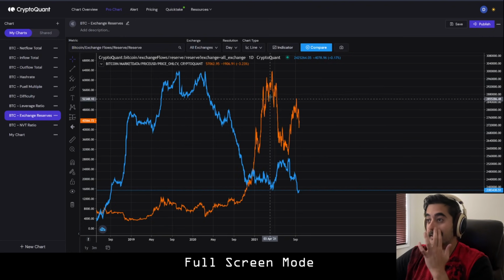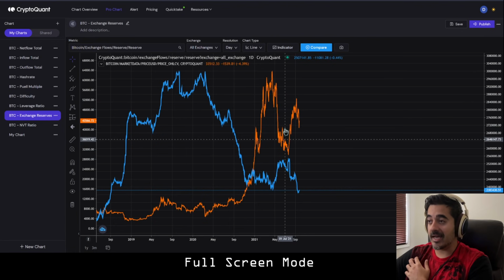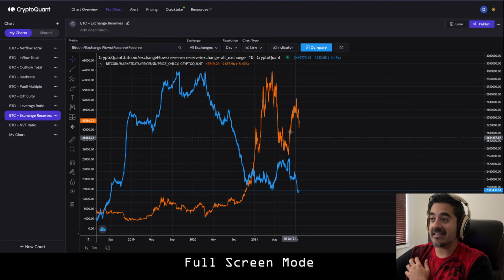Right now, what's happened is you had a lot of selling. The exchange reserve went up, it peaked, and then you had people buying. And as the price has come back up, the exchange reserves have plummeted. Now the price has gone up a decent amount, but the exchange reserves have not.